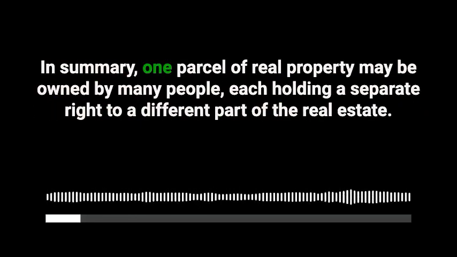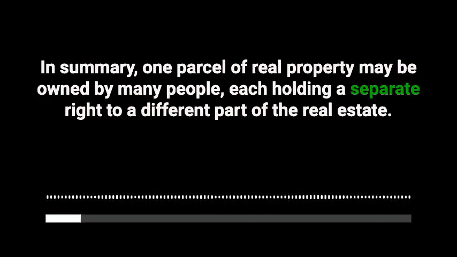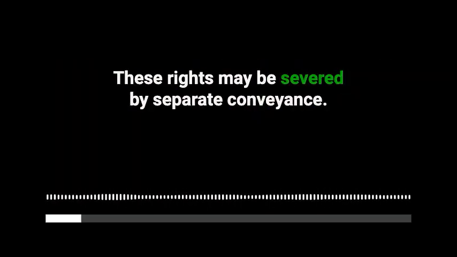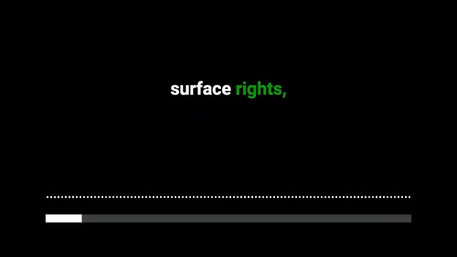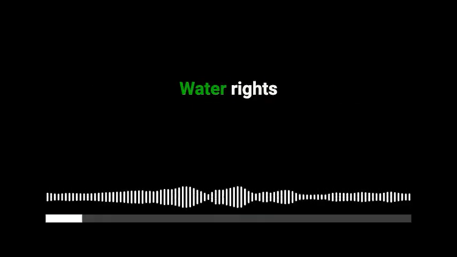In summary, one parcel of real property may be owned by many people, each holding a separate right to a different part of the real estate. These rights may be severed by separate conveyance. For example, while highly unlikely, there could exist, at the same time, an owner of the surface rights, subsurface gas and oil rights, air rights, and water rights.